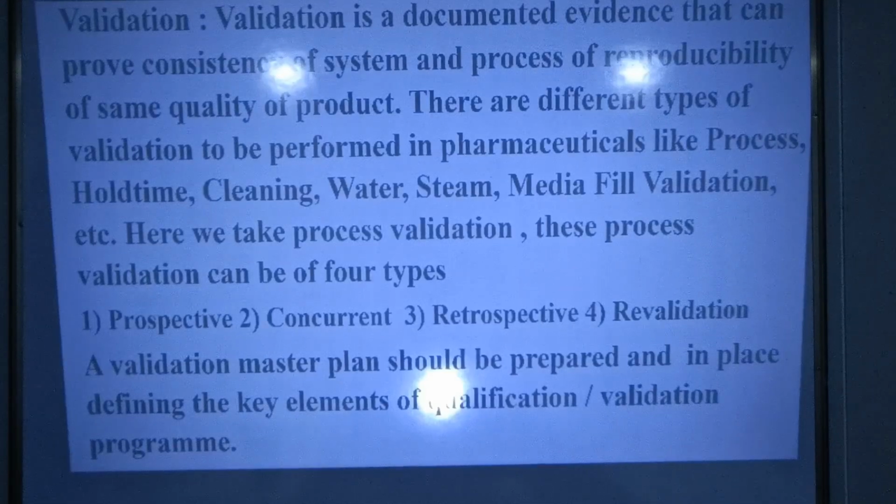Here we take process validation as an example. This process validation can be of four types: prospective validation, concurrent validation, retrospective validation, and revalidation. A validation master plan of all validation should be prepared and it should be in place, defining the key elements of the qualification validation program.